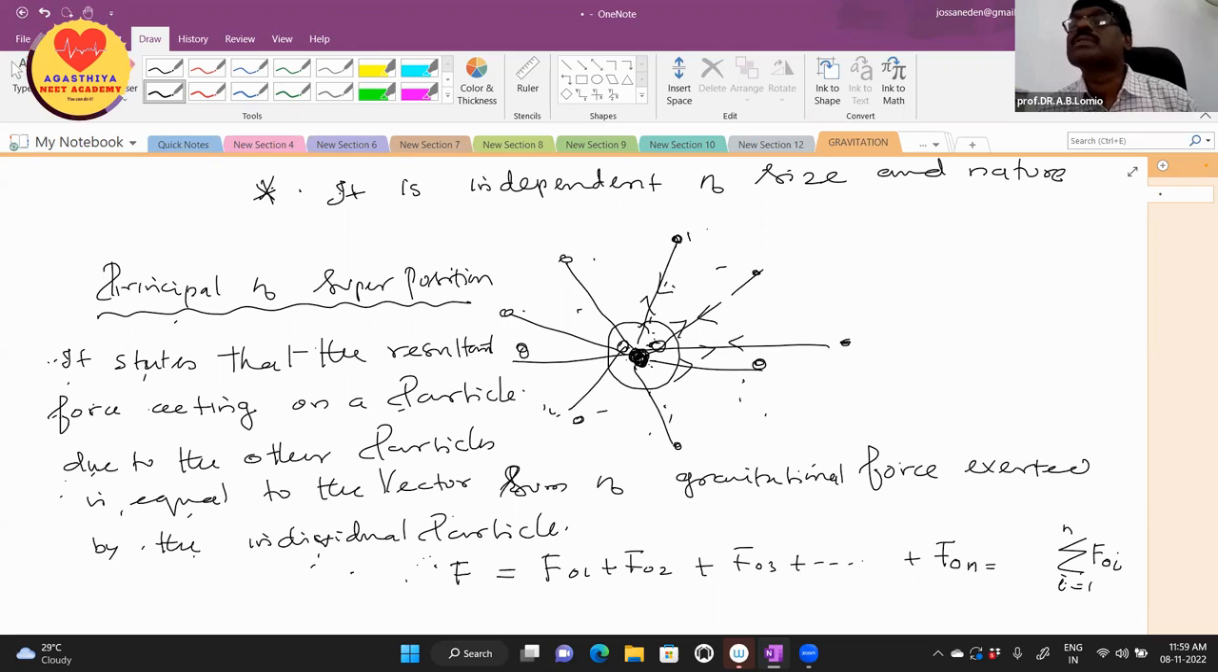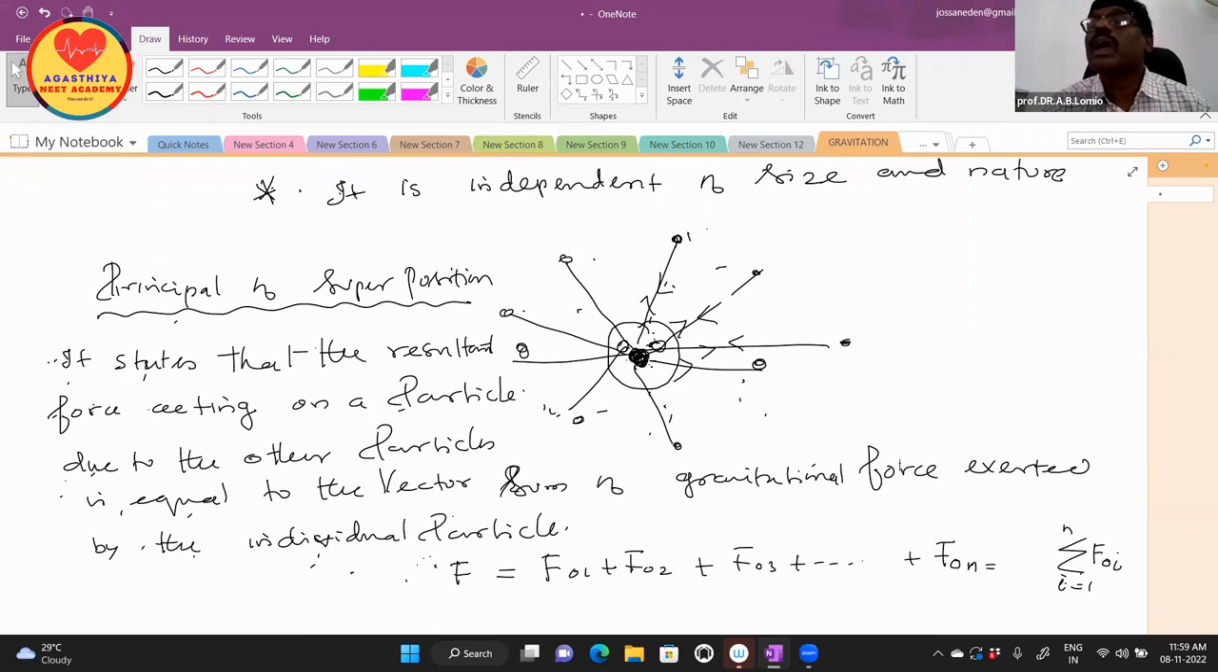We can get the resultant force. That is the concept. Before solving the NEET problem, to understand this concept of Newton's law of gravitational force, let us solve a simple problem.